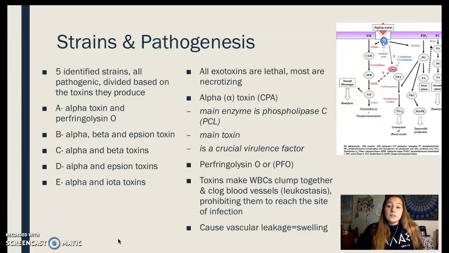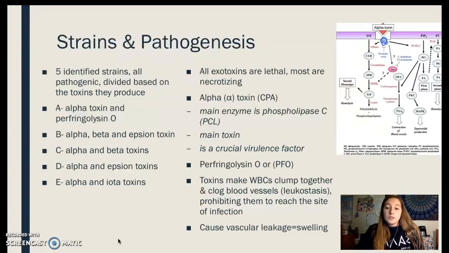It's the main toxin, and it's a crucial virulence factor because without it, gas gangrene just couldn't occur. It's why it is what it is, and that's why it's so important, because without it, nothing would really happen. Perfringolysin O, or PFO, works with this alpha toxin to cause all of these effects. So that's why they're the most prominent ones. They also occur in all of the strains, but I only mention it in the A strain, but they're in all of them.